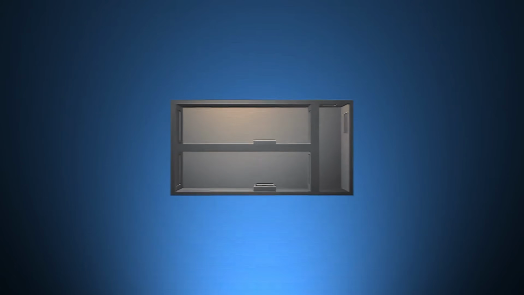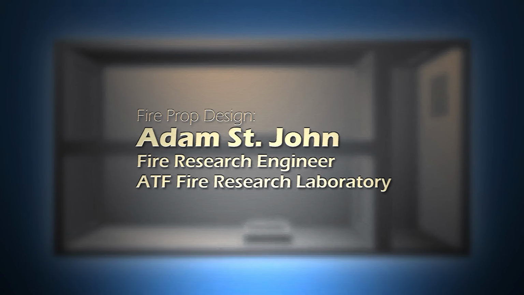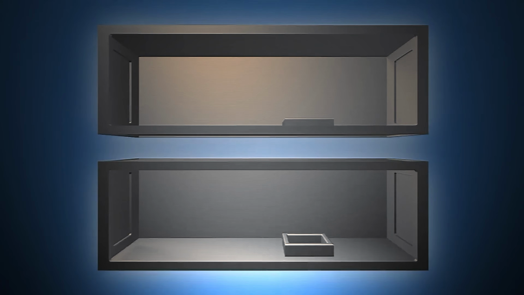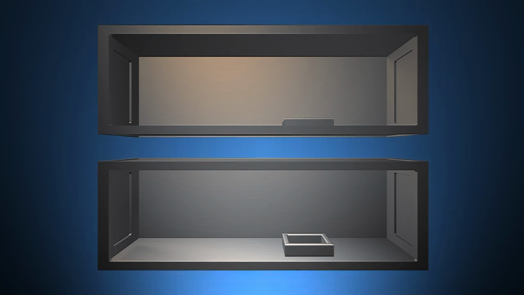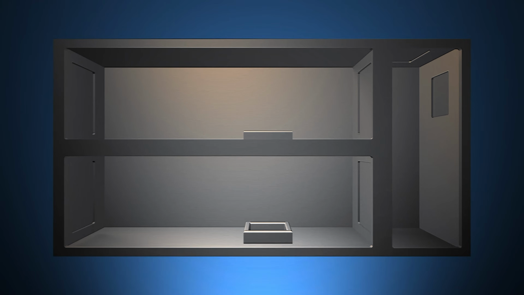Let's take a closer look at flow path in a controlled experiment. This prop was designed by Adam St. John, a fire research engineer with ATF Fire Research Laboratory. Our prop is comprised of two chambers, or rooms, stacked on top of one another. They are connected by a third chamber, which simulates a stairwell.